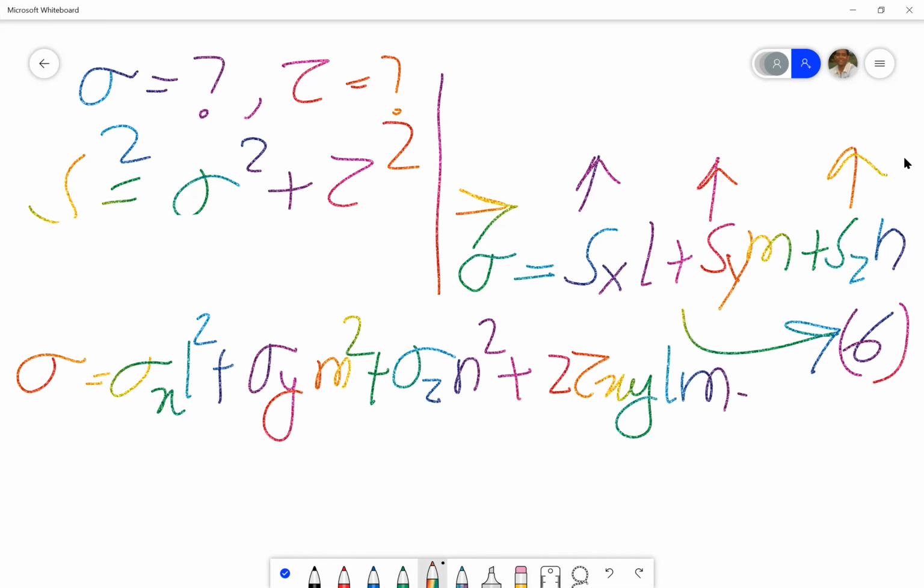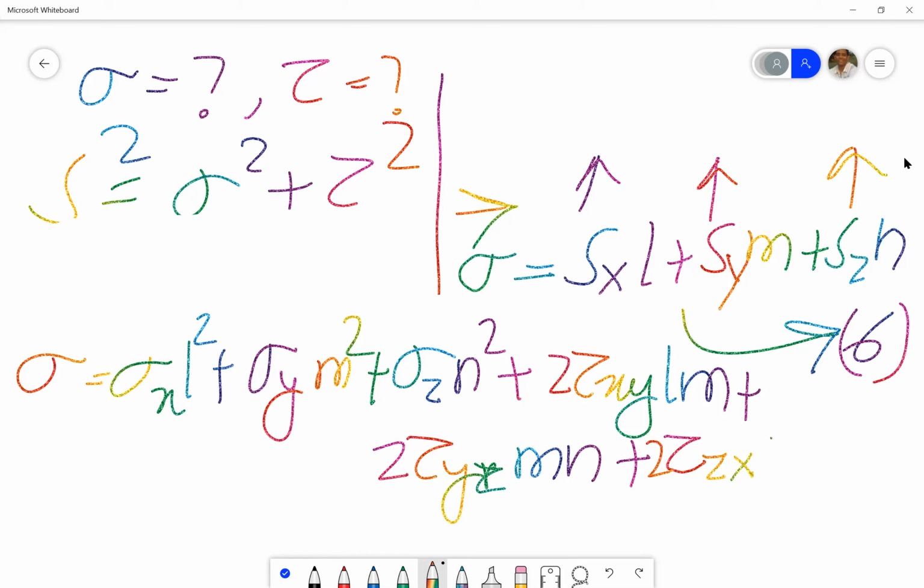L m plus 2 tau yz m n plus 2 tau zx n L. This is equation number 7, after putting the values of Sx, Sy and Sz in equation number 6.